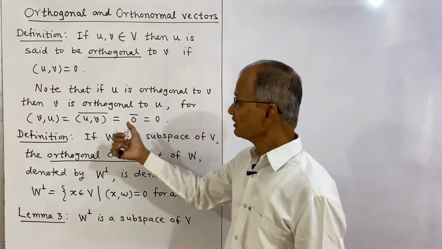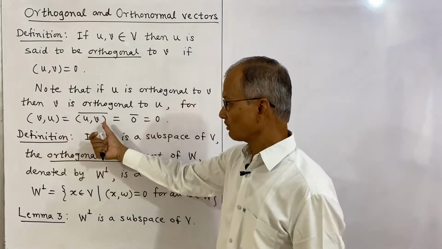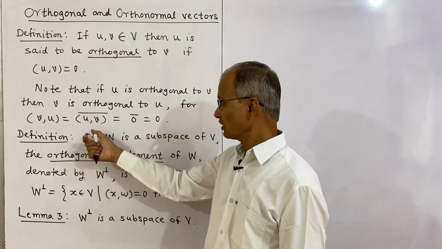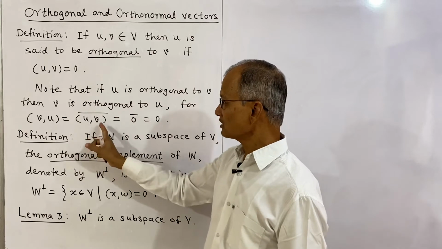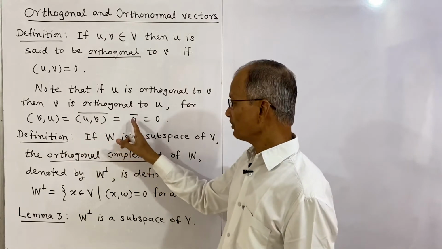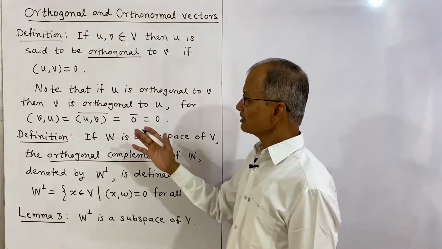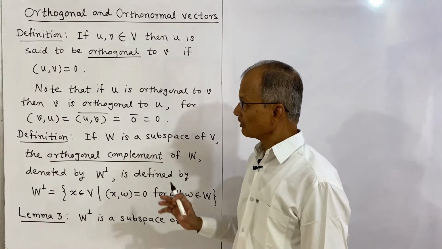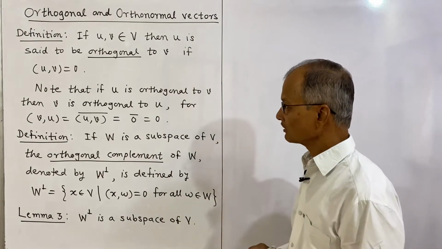In this case, the inner product of v with u is the conjugate of the inner product of u and v, by the first property of inner product. And because u is orthogonal to v, it is 0. The inner product is 0, the conjugate of 0 is 0, and thus this relation is symmetric. If u is orthogonal to v, v is also orthogonal to u.